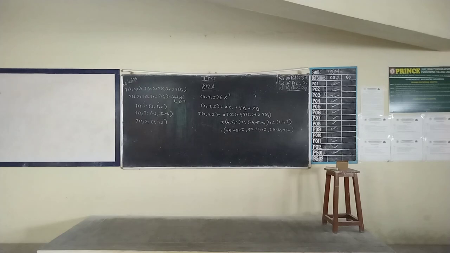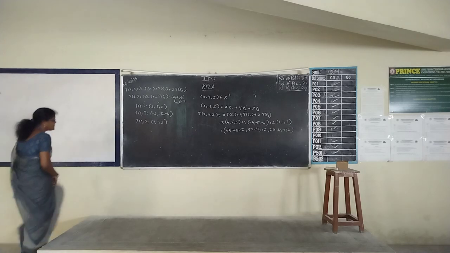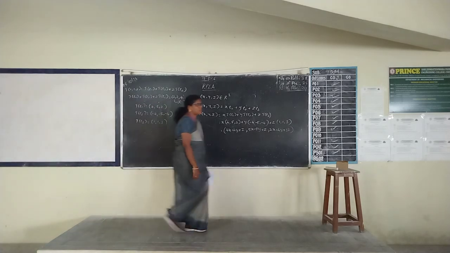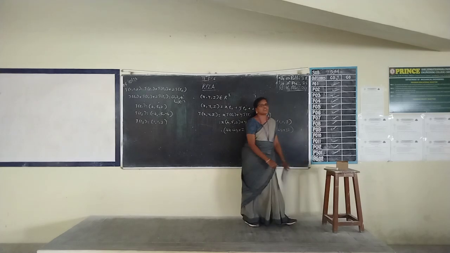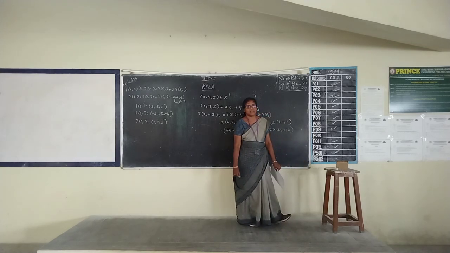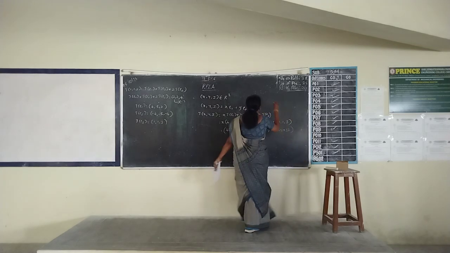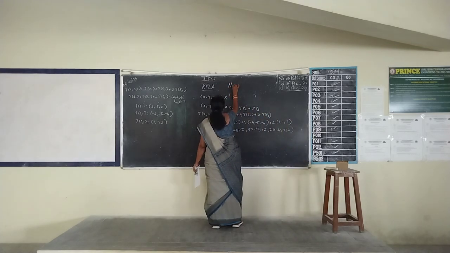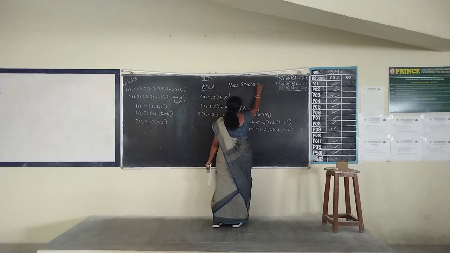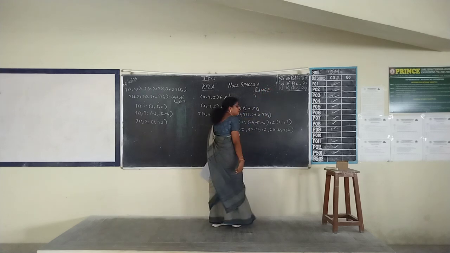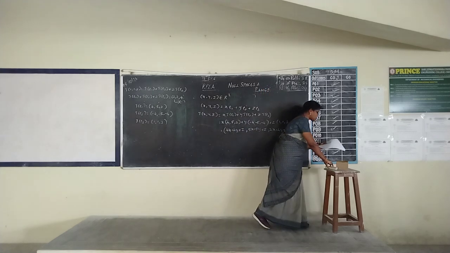Null spaces, N-U-L-L, null spaces and range. Null spaces and range. Once I start talking, you should all stop talking now. You should only listen. So, null spaces and range. So here is the definition.